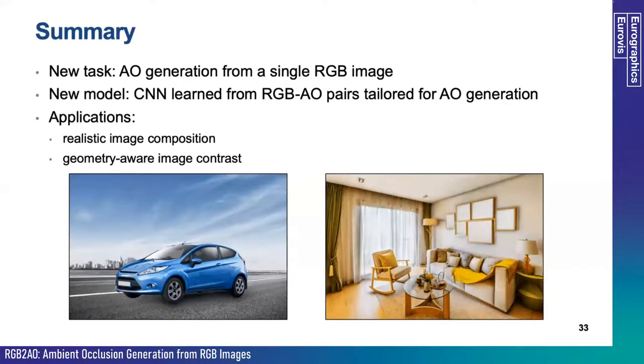Here is a summary of our work. Inspired by classical 3D rendering techniques, AO, we propose to generate AO from a single 2D RGB input. We propose a CNN learned from RGB AO pairs tailored for AO generation. For example, we propose multitask learning of AO and depth and AO augmentation. Finally, we demonstrate two applications of our generated AO for realistic image composition and geometry aware image contrast enhancement filter. That's all. Thank you for listening.